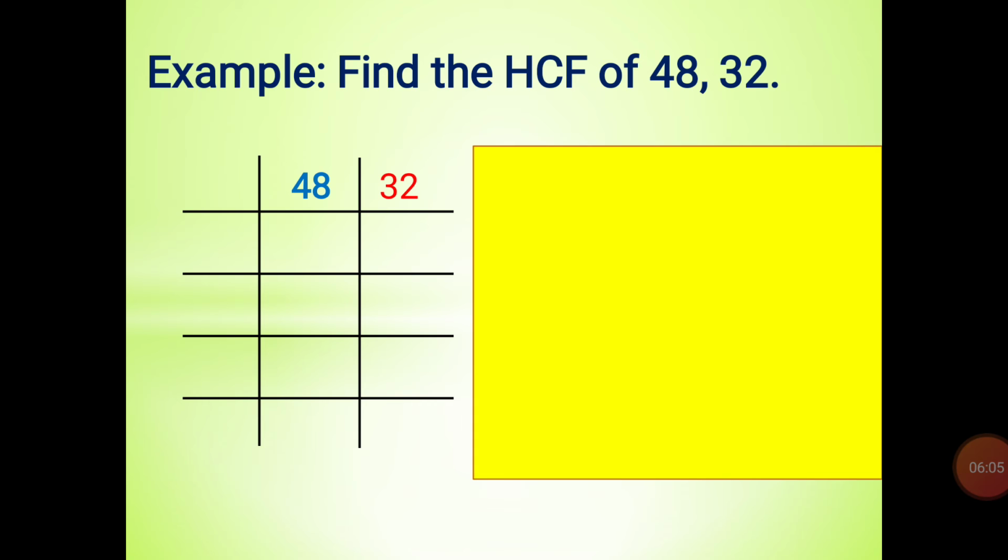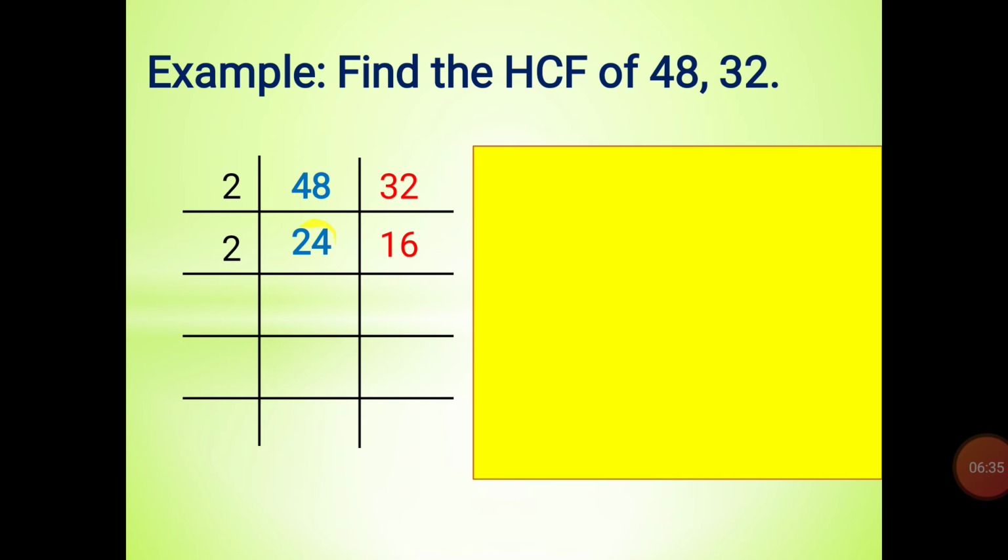So we will write 2 in front of 48. First we will divide 48 by 2. After dividing it, we get quotient as 24. Now divide 32 by 2 and the quotient is 16. Now we can see we got two new quotients, that is 24 and 16. Both are even numbers. So again we can take 2 as a prime factor for division.